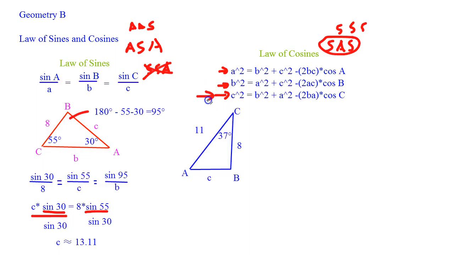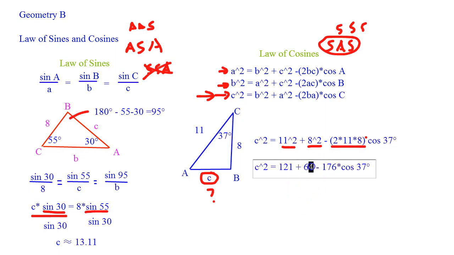But for this problem, I would probably use this one because we're looking for side C. All right, so we plug everything in, and it would look something like this. Now, when I simplify everything, and this is the important part, this square plus this square, I do not just subtract this number, because this number is multiplied by cosine of 37. So when I work it down, it's going to look like this on the next step.